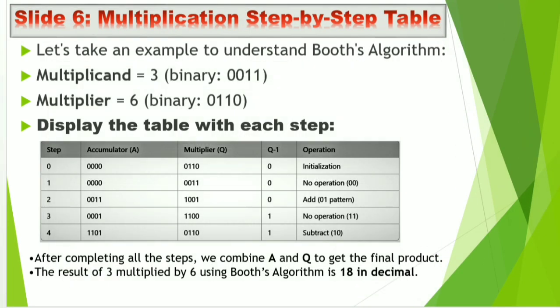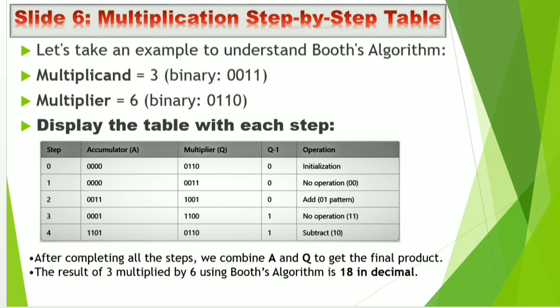Then, full explanation of Booth's algorithm multiplication. Let's break down Booth's algorithm with a detailed example. We are going to multiply two numbers. Multiplicand is 3, and this binary number is 0011. Multiplier is equal to 6, and this binary number is 0110.